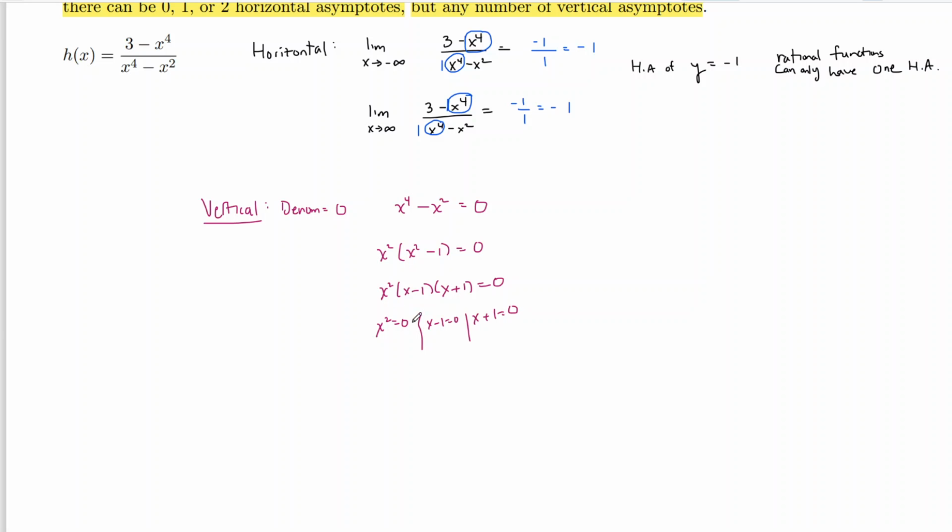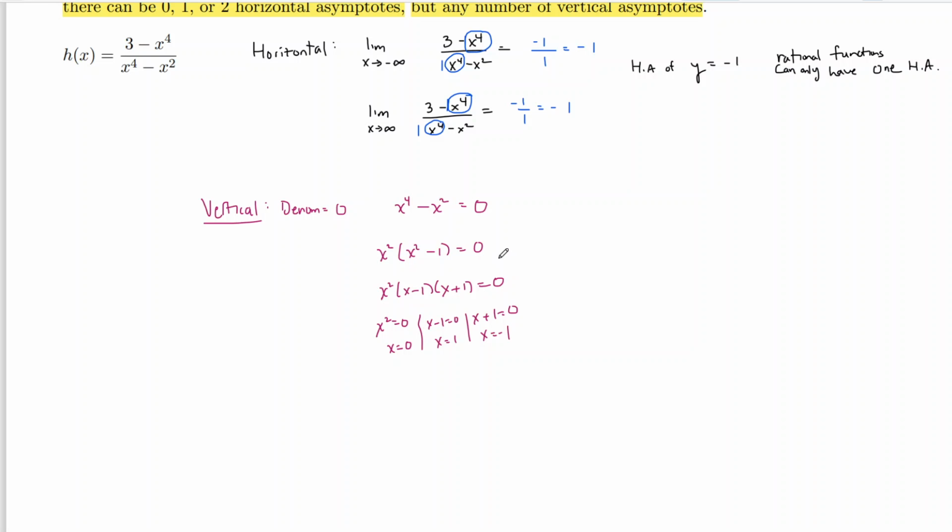To solve it, x squared equals 0 means x equals 0. Or x to any power equals 0 means x is 0. The middle one is x equals 1 by adding 1 to each side, and the last one we have x is -1 by subtracting 1 from each side. And now we just do the limit of each one. If we get infinity, then it's a vertical asymptote.